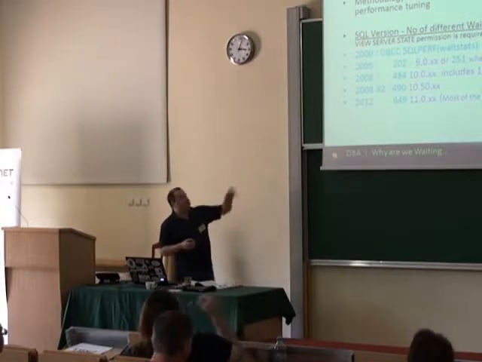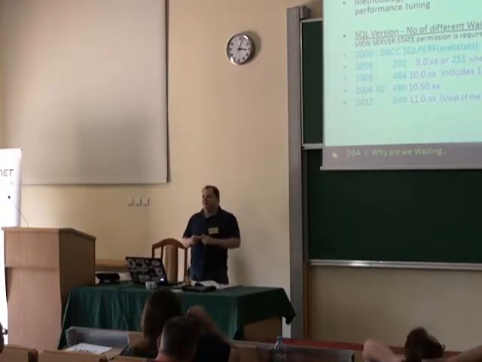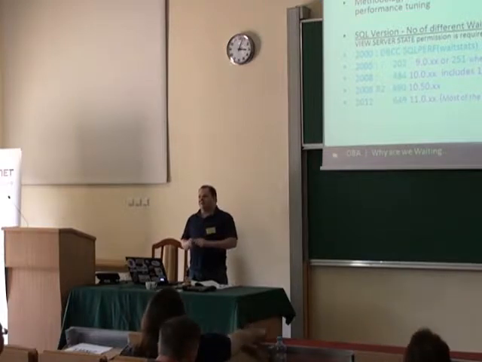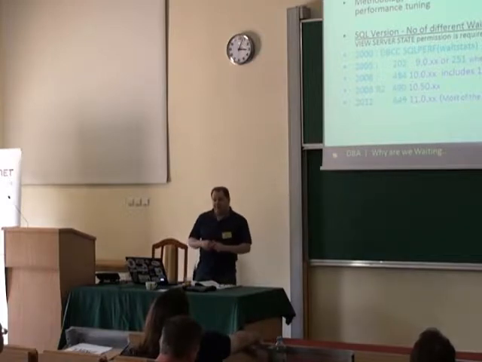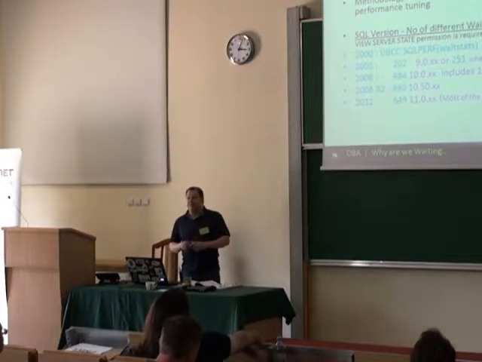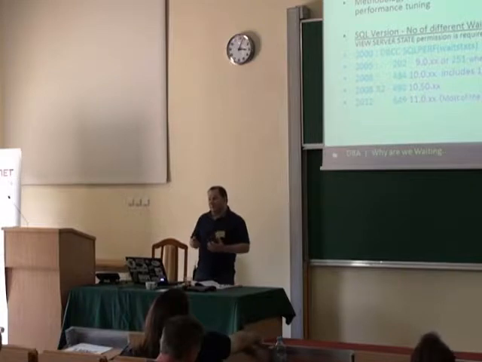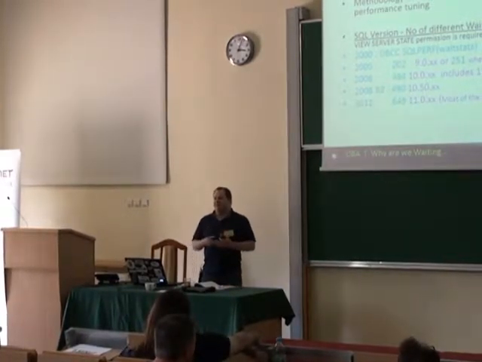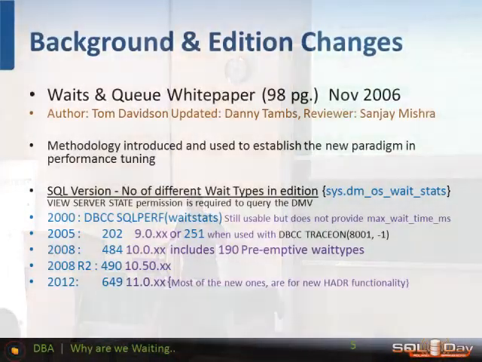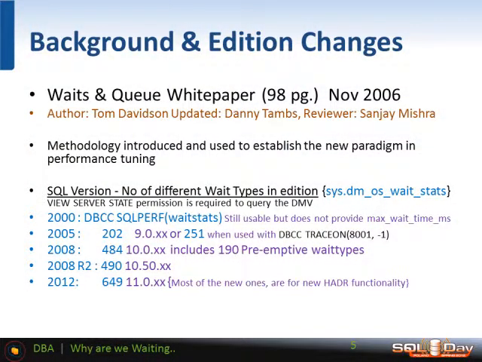As you can see from the listing here, we now have a huge number of wait types that exist in SQL Server. We're up to nearly 650 at the moment. When SQL 2005 came, we had about 200, so we've more than tripled the number of wait types. What that means is the granularity of finding the points in the code that are waiting for a process to complete or waiting for a resource to become available is much higher than it was before.